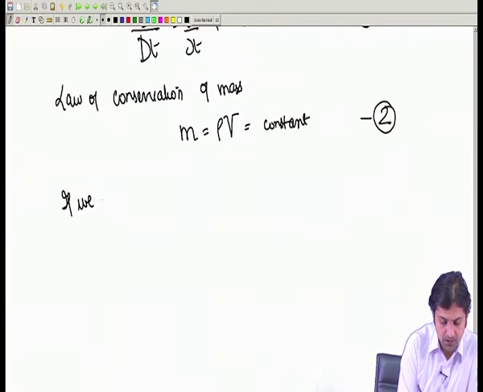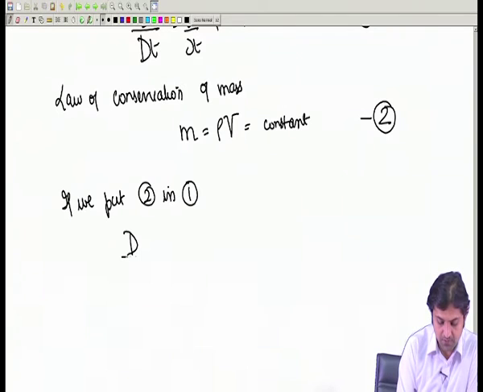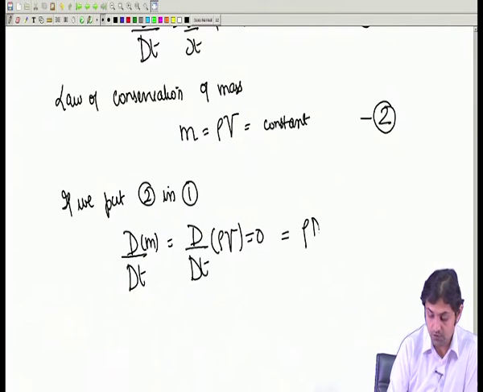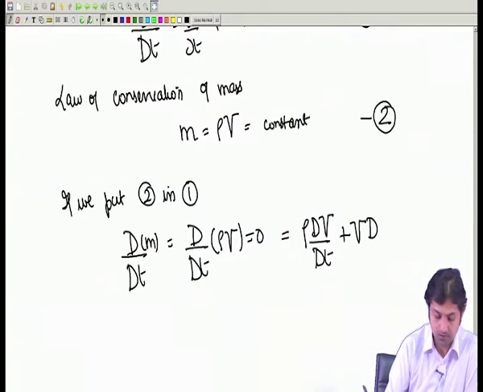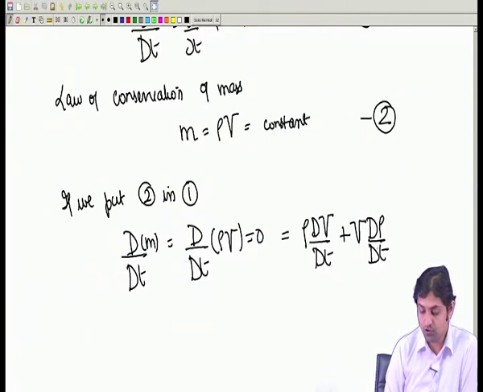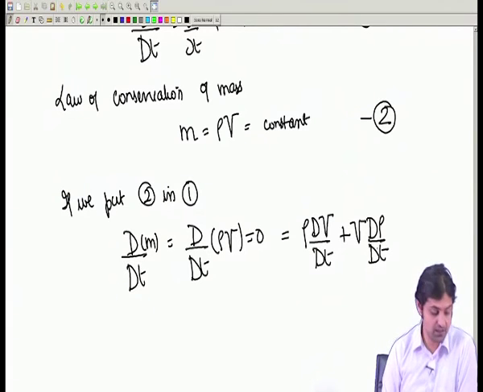So if we put equation number 2 in equation number 1, this becomes dm/dt is equal to 0, is equal to, by chain rule, rho dV/dt plus V d rho/dt, where V is the volume. Now you see there are two terms on the right hand side.